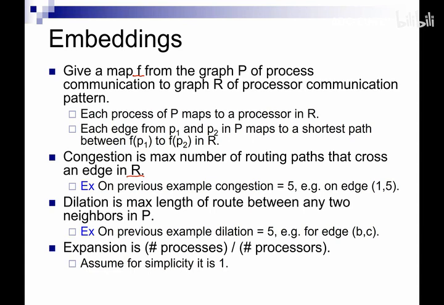Okay, and the final value that you can look at is this thing called expansion, which is the number of processes divided by the number of processors. Okay, now for simplicity, we're going to assume that we have the same number of processes as processors. Okay, so our expansion is always going to be 1.